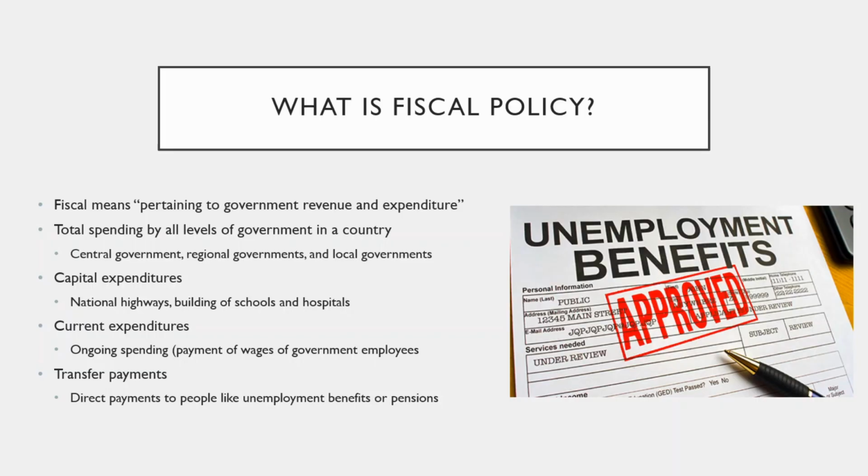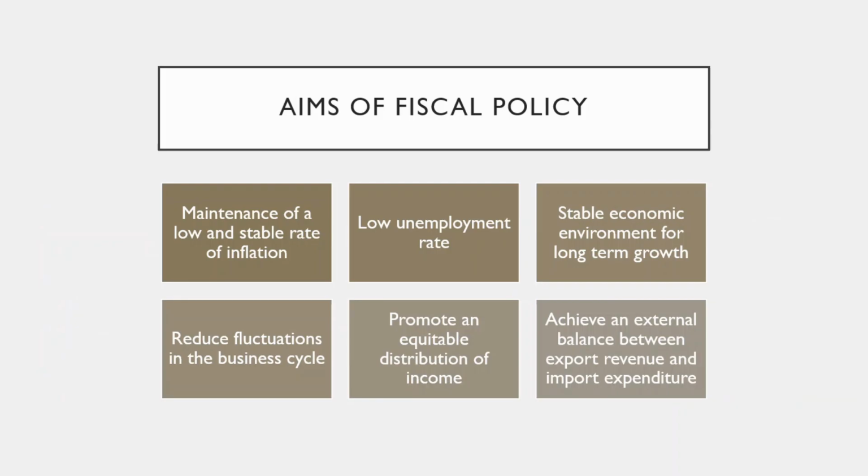The last thing we're going to talk about is types of governmental policy and economics. We're going to go to fiscal policy. Fiscal policy pertains to government revenue and expenditure. It's the total spending by the government. It could include things like capital expenditures, like building infrastructure, and current expenditures, like wages, salaries, and transfer payments. Usually when we're talking about fiscal policy, we're talking about government spending and taxes, and these will increase or decrease aggregate demand. Here are the aims of fiscal policy.